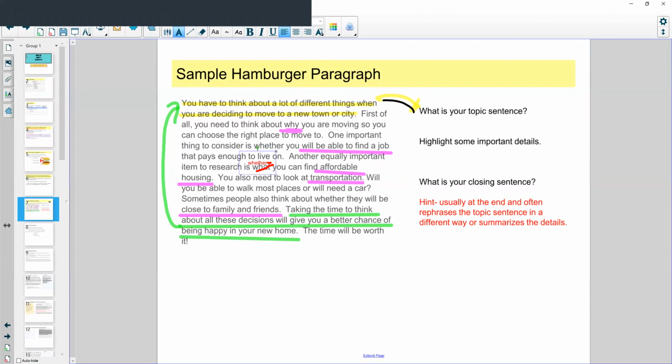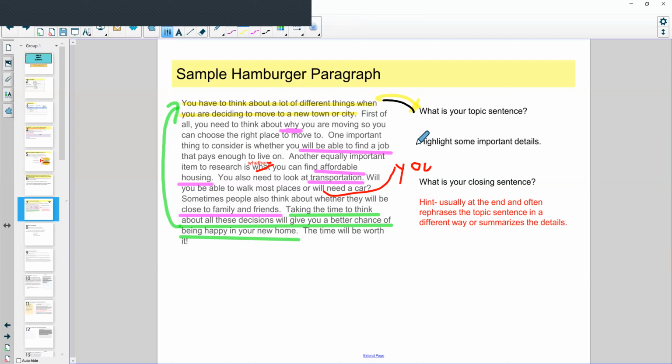Okay, weather. Whether you can find affordable housing, you also need to look at transportation. Will you be able to walk most places or will you need a car? Hang on, I'm going to draw a little line here because that was just a little bit easier. I wouldn't hand this in, this is my good copy, because obviously I need to do this over nicely.